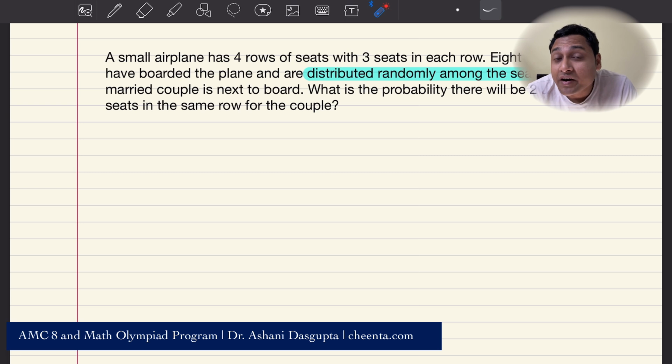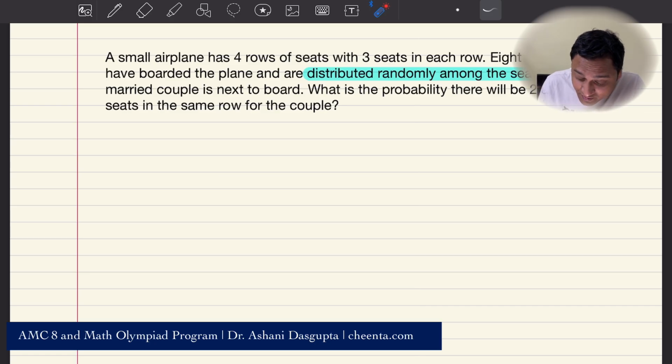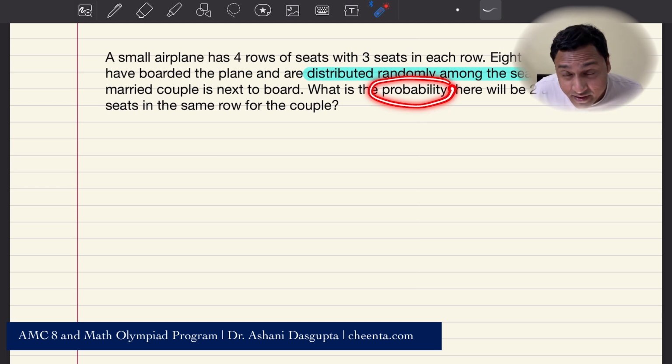Today we have a very beautiful problem from American Math Competition 8 or AMC 8. It's a very nice math Olympiad for middle school students. This particular problem is from probability theory.